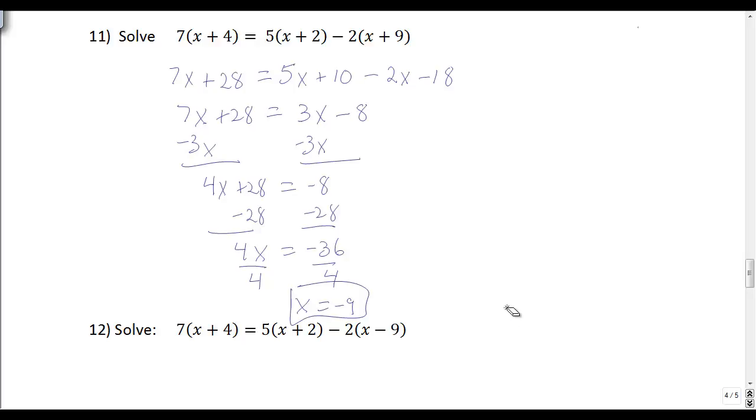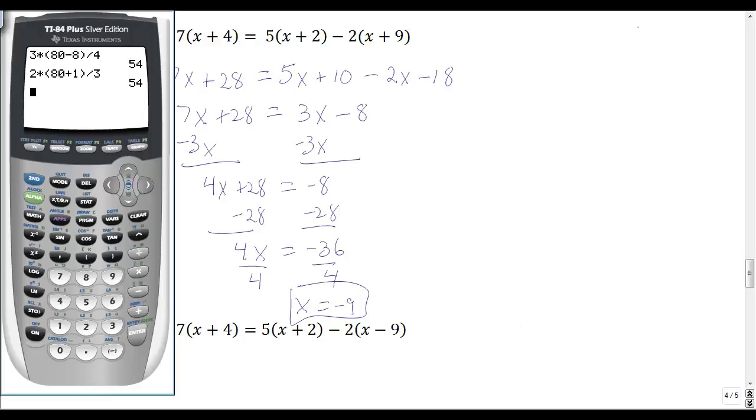And now the check, now I'm just going to use my calculator. So I can do 7 times x is negative 9. Note I can't hit the minus, it has to be the negative 9 on this particular calculator. Plus 4. So my left-hand side gives me negative 35. Is that correct? Well, I don't know until I evaluate the right-hand side.